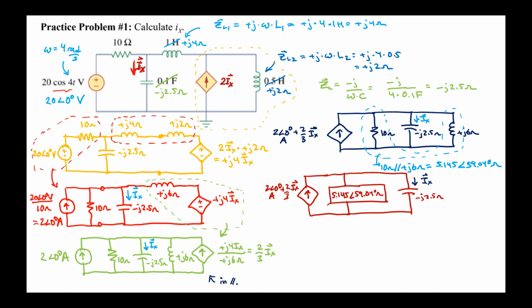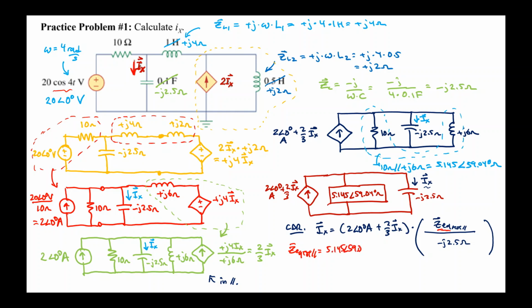At this point, I'm ready to do a current divider rule equation for Ix. The current divider rule would say that Ix is equal to 2 angle 0 degrees amps plus 2/3 Ix, the total current, times a fraction. That fraction would have on top ZEQ total parallel, and on the bottom I would have the minus j2.5 ohms, which Ix flows through. ZEQ total parallel, which is the parallel combination of the 5.145 angle 59.04 degrees ohms and the minus j2.5 ohms, is equal to 3.94 angle minus 66.8 degrees ohms.